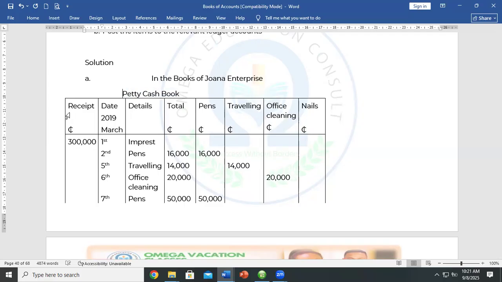The first column is the receipts. The second is the date. The third is totals. And the remaining are the expense columns. We call them the expense analysis columns. Okay, let me shape this solution.